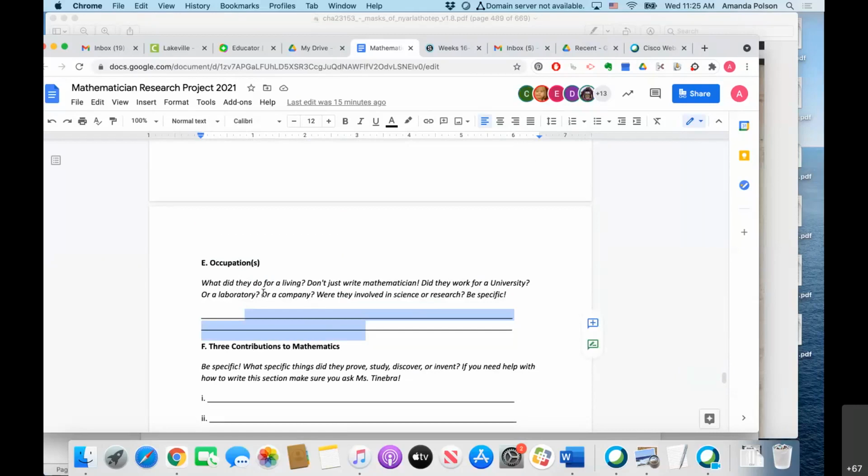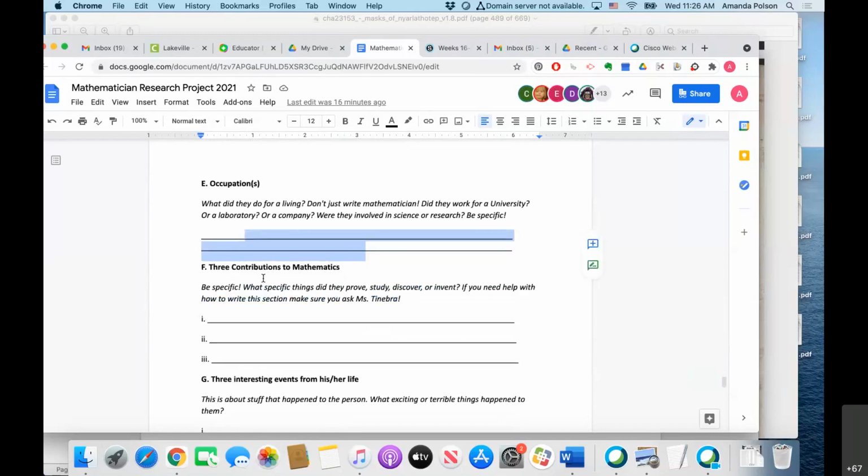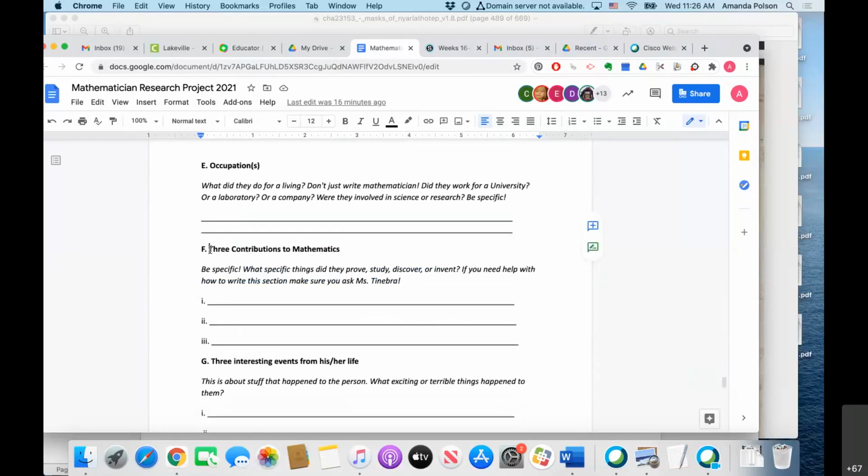So occupation, what did they do for a living? All of them were mathematicians, but some of them worked for a university, or some of them worked for a company or a laboratory. So be exactly specific. Three contributions to math. This is the part that is a little bit difficult for some students. So you need to find out the specific parts of mathematics that they worked on or wrote about or did, okay? And this might be the part that you need help with.